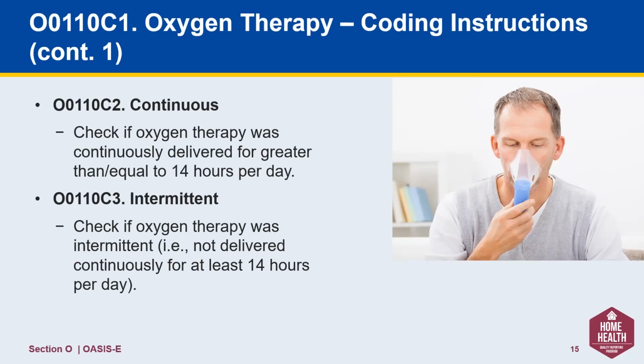O0110C2, which is for continuous oxygen. This is for oxygen therapy that is continuously delivered for greater than or equal to 14 hours a day. O0110C3 is for intermittent oxygen use. This is for oxygen therapy that's used intermittently or not delivered continuously for at least 14 hours a day.